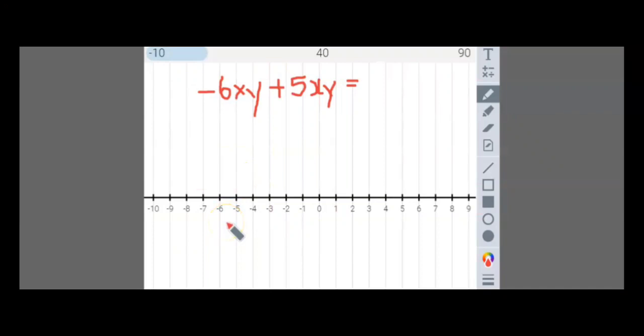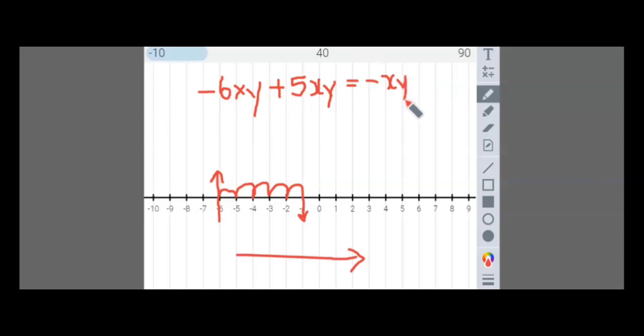All right, so we have negative 6xy plus 5xy. So we are starting at our negative 6. So this will be our negative 6xy. To add means that we're going to go over to our right and our number is going to get bigger. So we are going to be adding 5xy. So this is 1xy, 2xy, 3xy, 4xy, 5xy. So our final answer is negative 1xy, which is the same thing as negative xy.